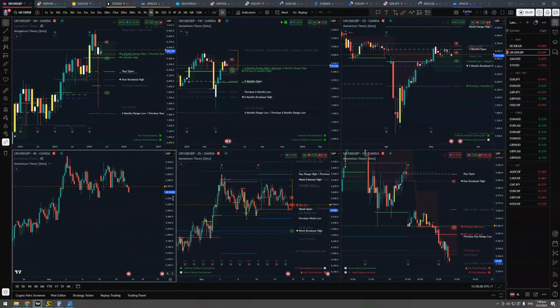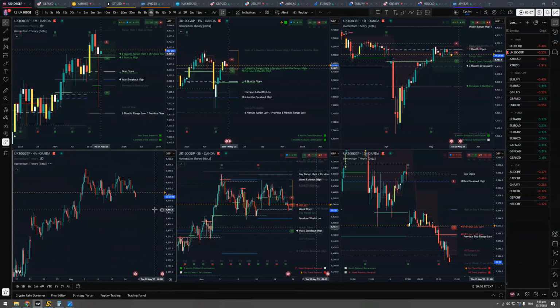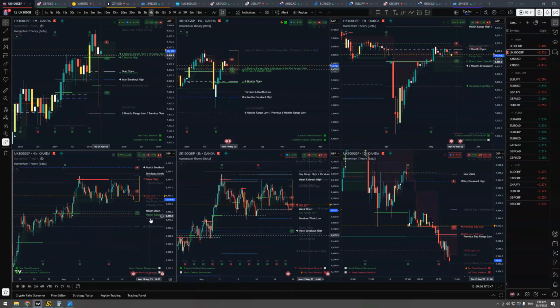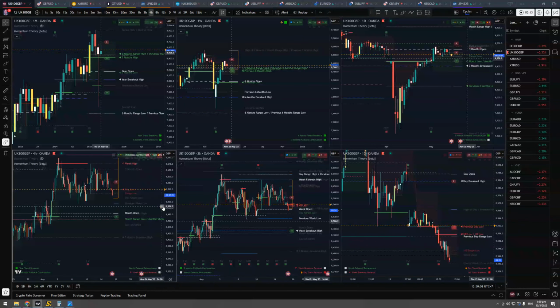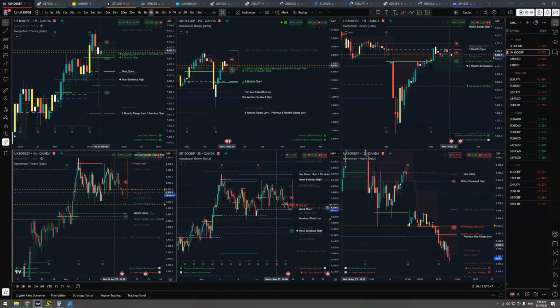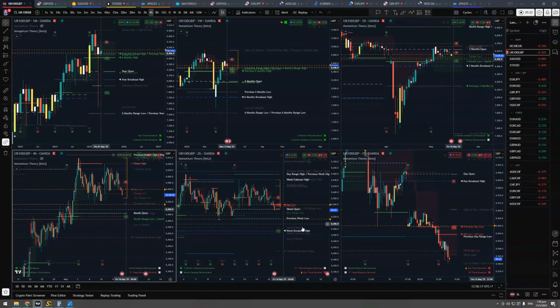I'll drop down to H4 to give me some more detail on this move. I'm looking for a fake out of a low to take this back up. So faking out the previous week low would be right here, and this would allow me to take this back up. So there's two things I'm looking for. Price to come down, fake out the previous week low. This is the preferred one.